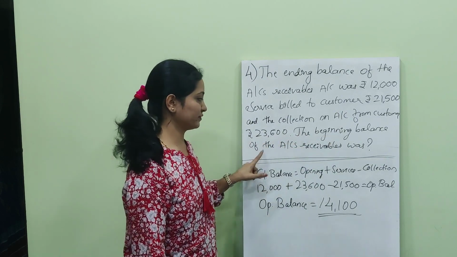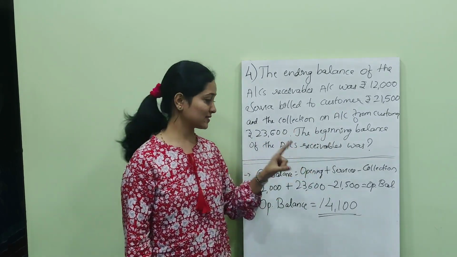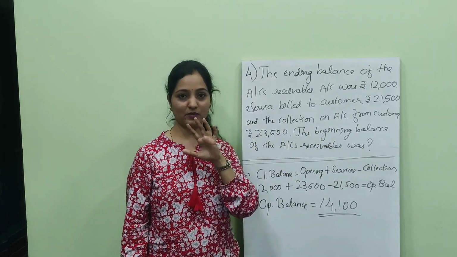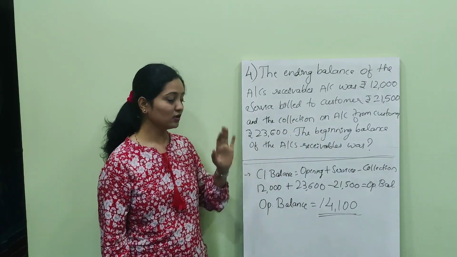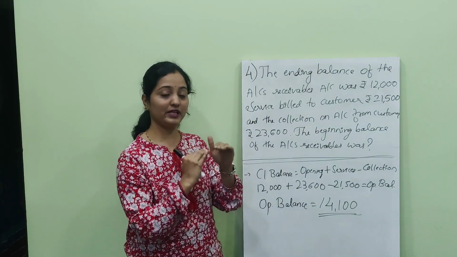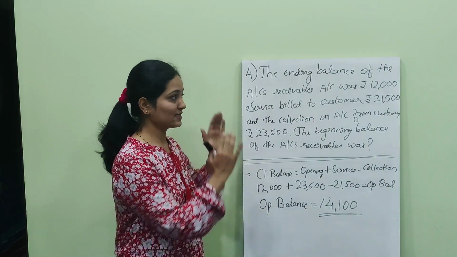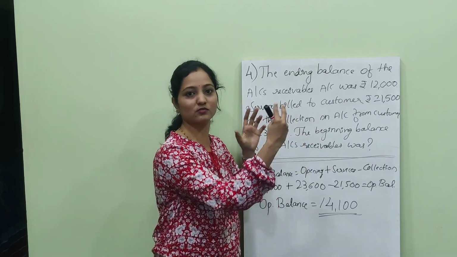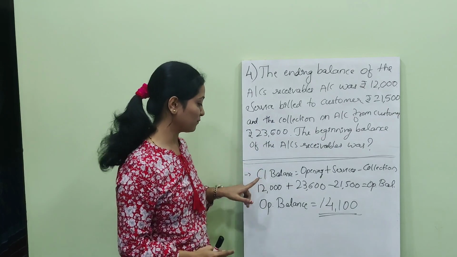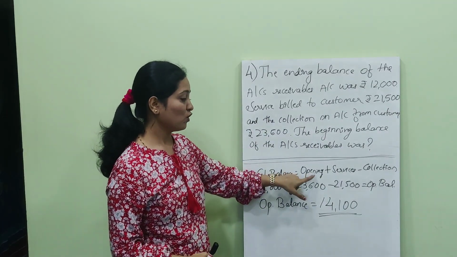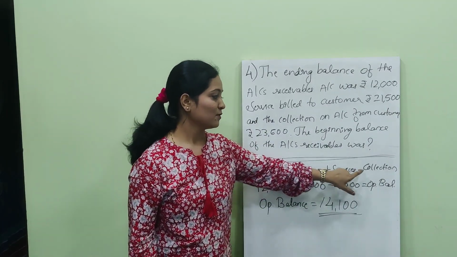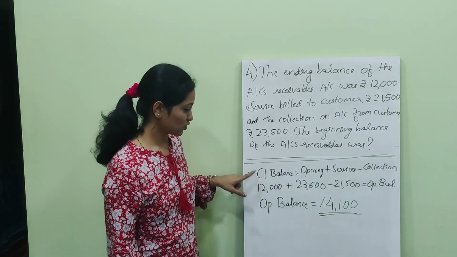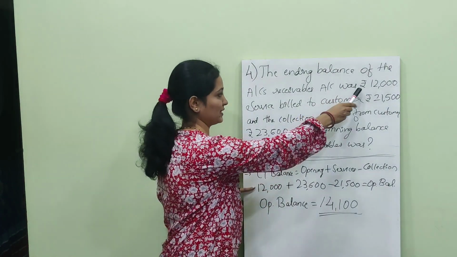The beginning balance of the accounts receivable was, they are asking us to calculate the beginning balance of the account receivable account. So from that account we need to make it a formula, that is one side the debit items and one more side the credit items will come. From that we need to calculate the formula. Closing balance is equal to opening balance plus services minus the collection, because it is already collected. So closing balance they have given 12,000.